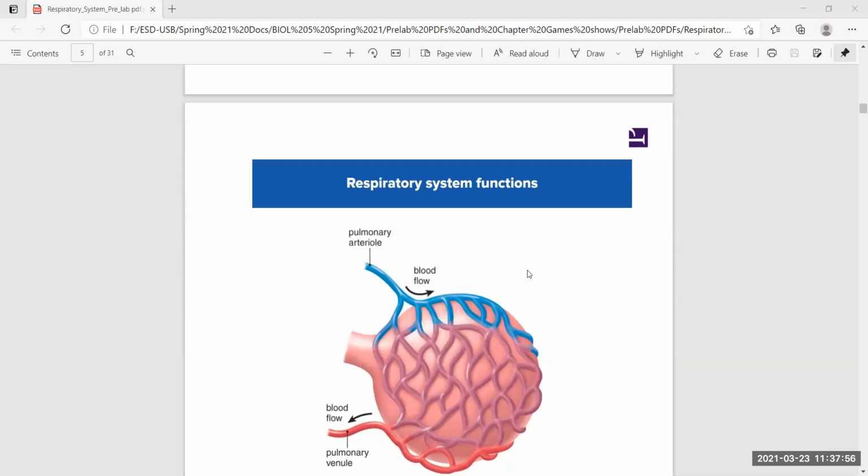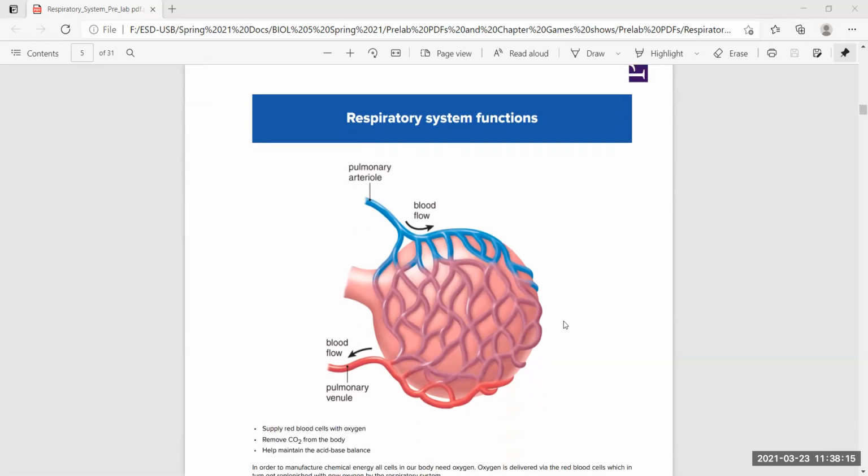Respiratory system function. The respiratory system's function is to exchange gases. That's what it does. The respiratory system brings oxygen to the blood and gets rid of carbon dioxide from the blood. So here you go.